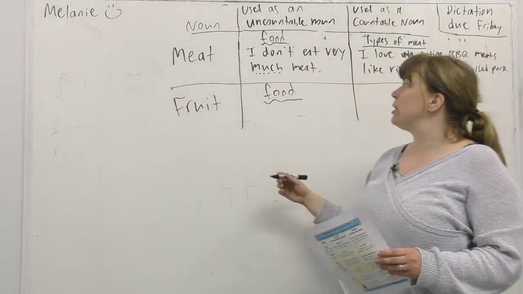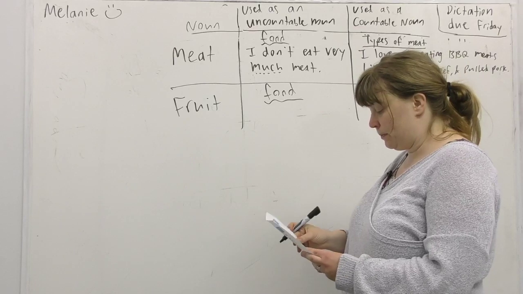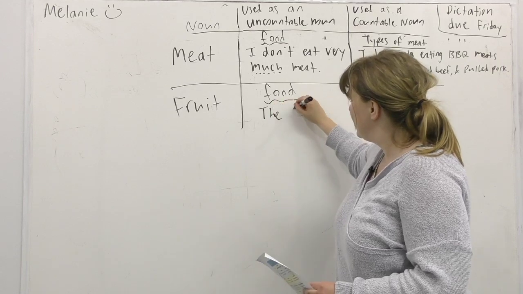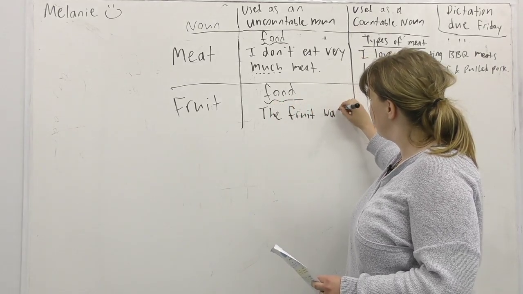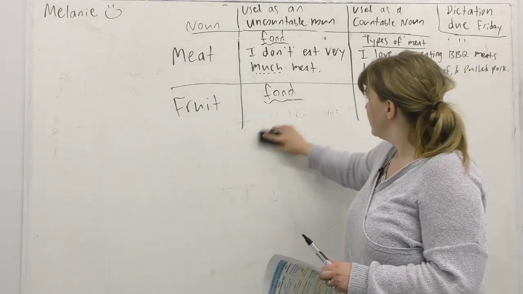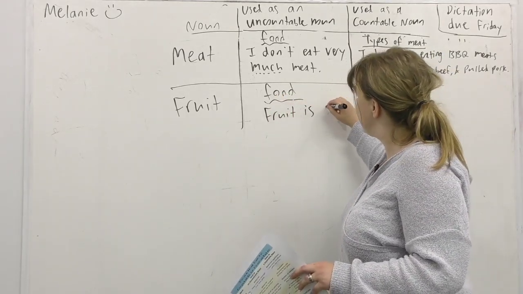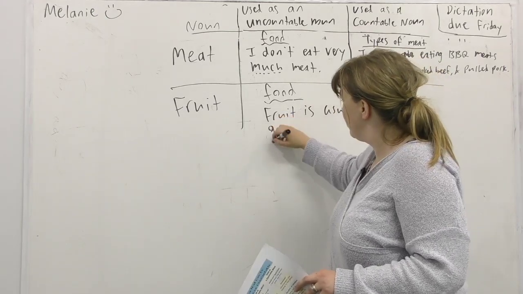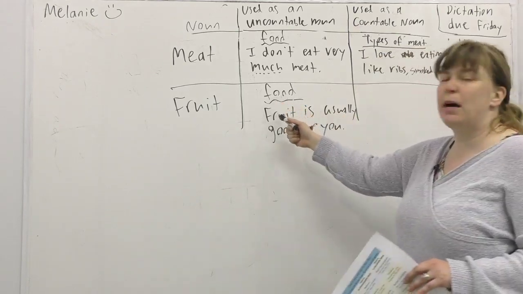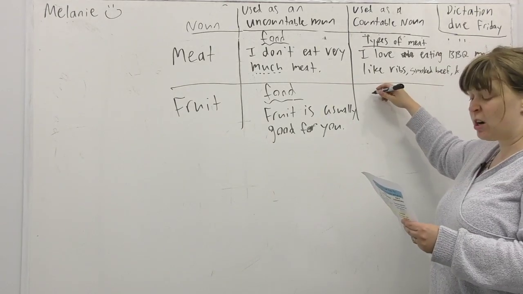Now, same thing for fruit. We're talking about fruit in general. It is uncountable. Okay. So, I'll just do the same example. The fruit was, actually I have a better example. Fruit is usually good for you. Boring sentence, I know. Good for you. Okay, so because we're talking about fruit in general, not countable.